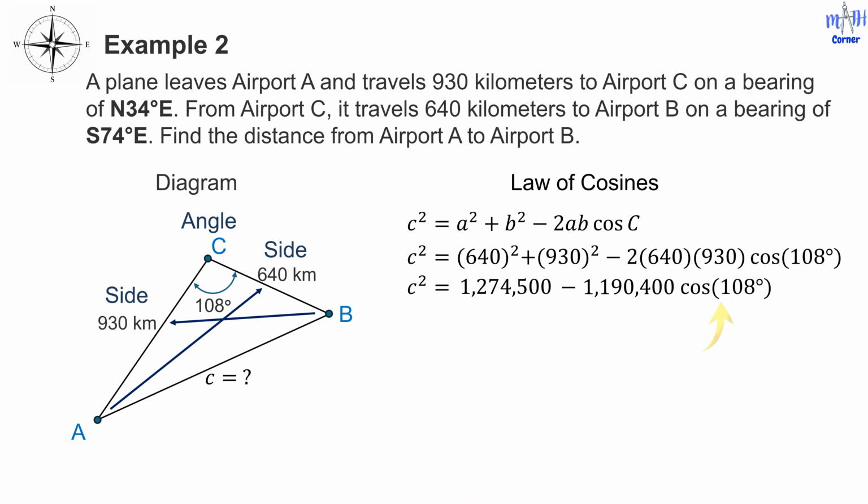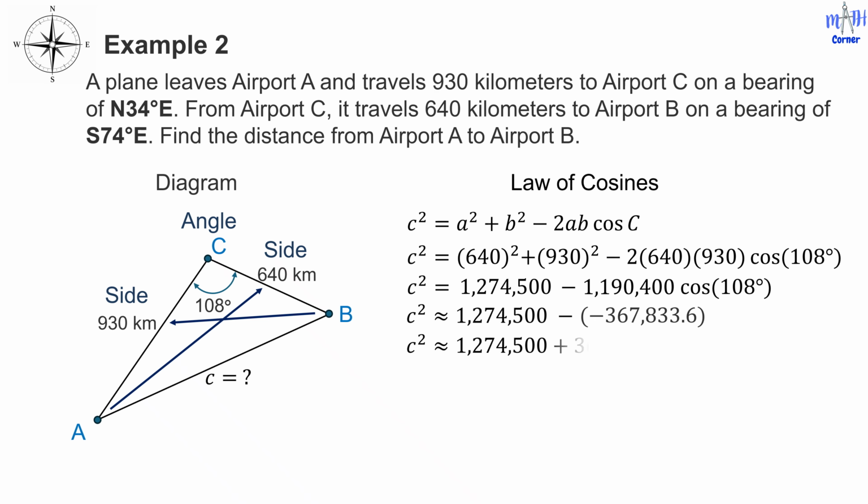Cosine 108 degrees is approximately equal to negative 0.309. 1,190,400 times negative 0.309 equals negative 367,833.6. Therefore, C squared is approximately equal to 1,274,500 minus negative 367,833.6. Subtracting a negative becomes addition.